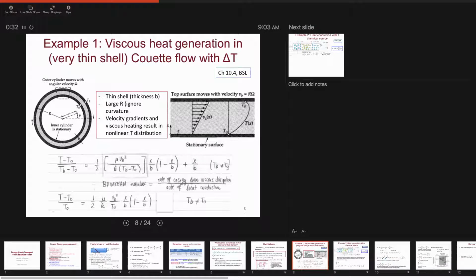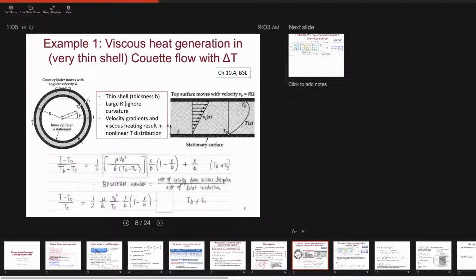solve the problem. Typically, what we're looking for, while we're balancing energy, we can't really solve for energy. We're always solving for temperature distributions, and that's where most of the work is actually involved in calculating this. So in this particular problem, we had an inner cylinder heated at T0 and outer at TB, but there was also fluid moving within a very thin shell, which causes a lot of friction and a lot of heating as a result.